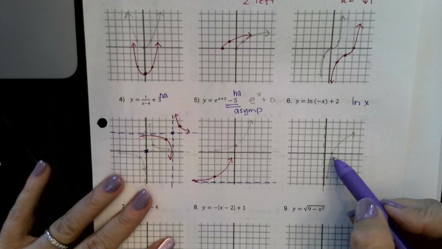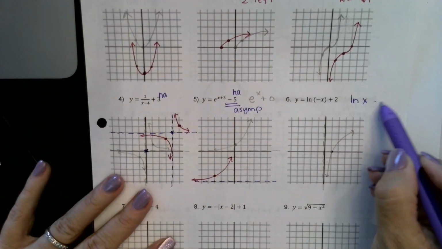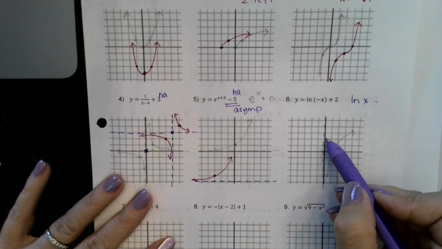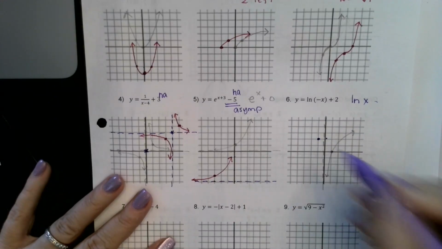So in my normal parent function, this is my starting point. It's 0 because I have nothing here. But now I'm going to shift up 2. And because I'm reflecting over the x-axis, my starting point actually becomes right here.